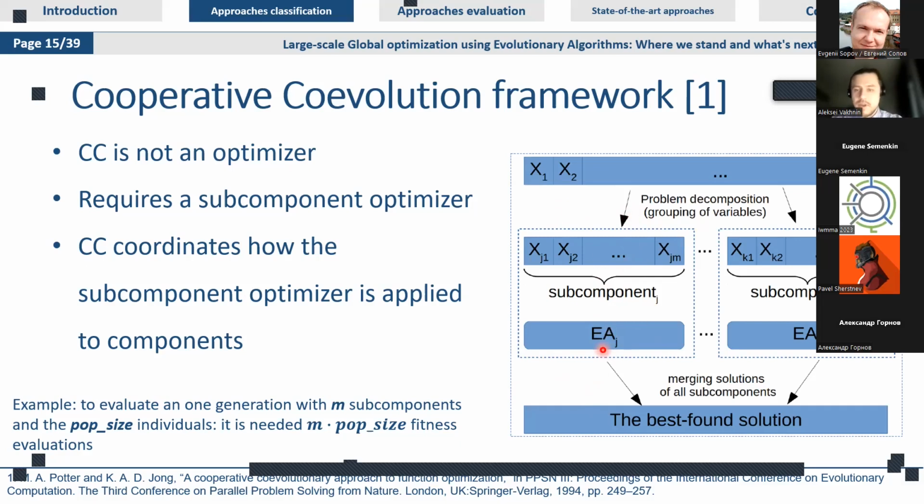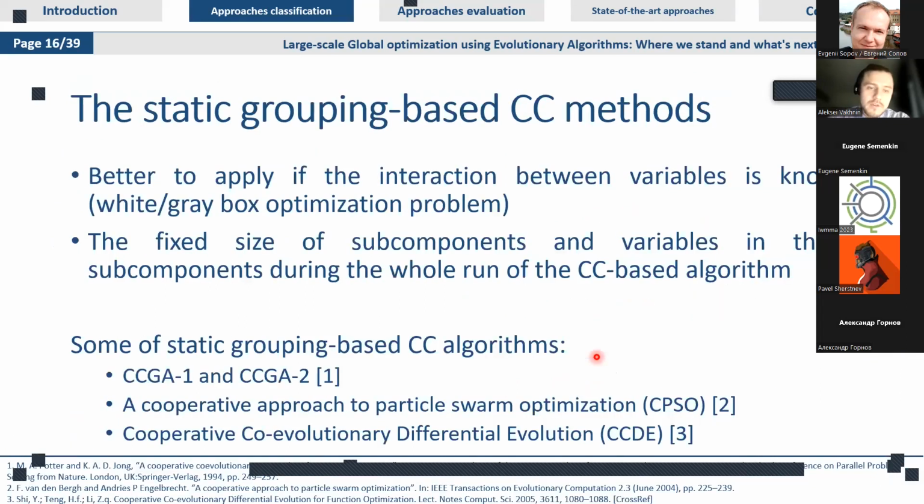or any other optimizer. Firstly, this approach was proposed in 1994 by Potter and De Jong, and they proposed two algorithms, CCGA1 and CCGA2, and they have shown that we can increase the performance of the traditional genetic algorithm in solving optimization problems using the cooperative coevolution framework.